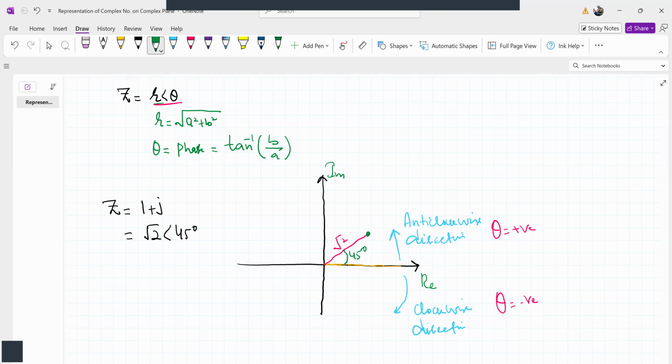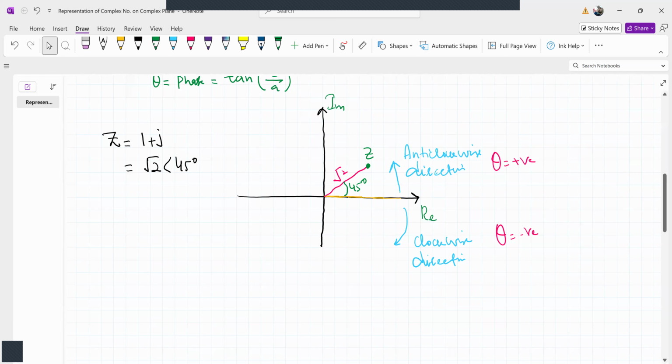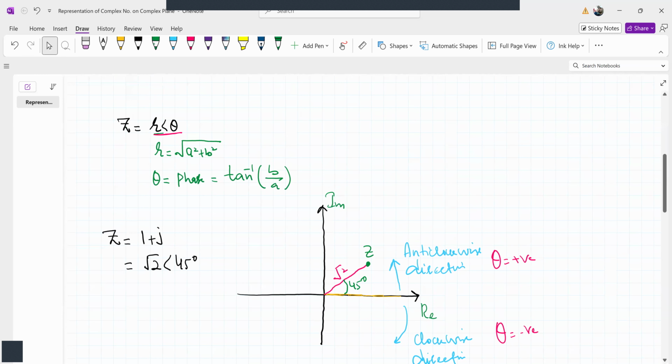So this is our z on this complex plane. All right, this is how we draw. Similarly, if theta is negative, we move in the clockwise direction. Now here is one interesting point about drawing a phasor, or a complex number in polar form, on the complex plane.